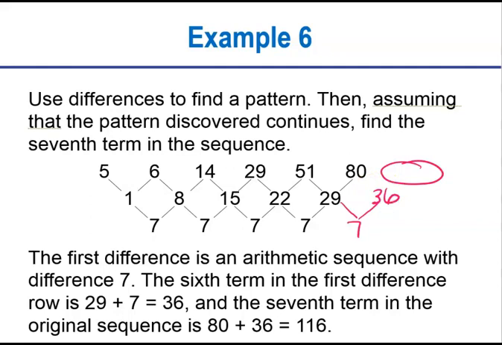Now that we know that, what's going to go right here? Remember, this row is the difference between the above row. So if we know the difference between the 6th and the 7th term is 36, so if we add 36 to 80, we should get our answer. Right? So 80 plus 36 is 116. Boom. We got it. If you look at the explanation below, it does the same thing, but I really like it written right here because you can tell what's going on a little bit better. You're just following the pattern.